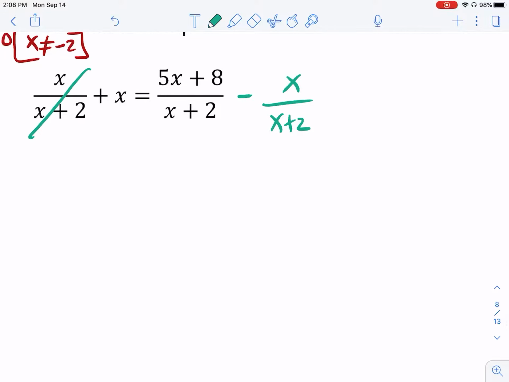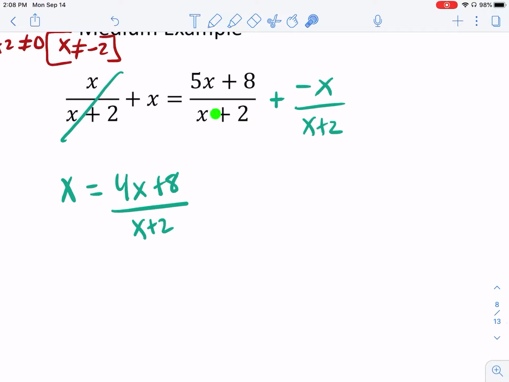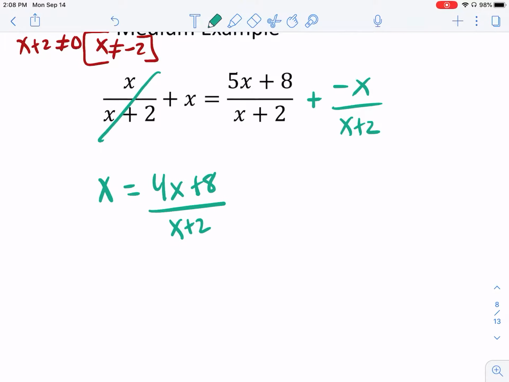This gives me x, because that's still left on the other side, equals, I can make this addition, this subtraction, so 5x minus x is 4x. That was way simpler because I was able to add and subtract rationals that had the same denominator. I didn't have to do any of that multiplying by a well-chosen 1.